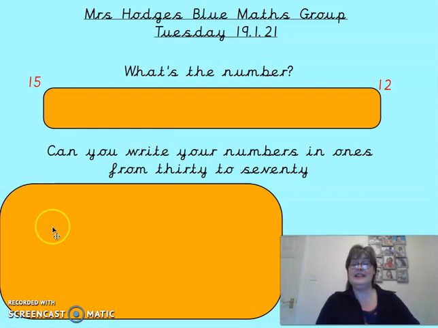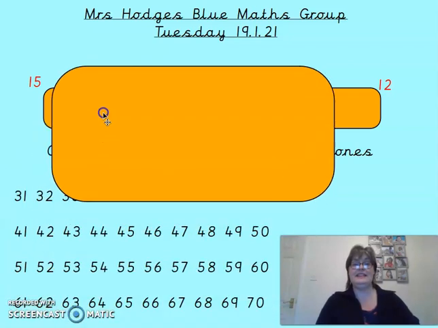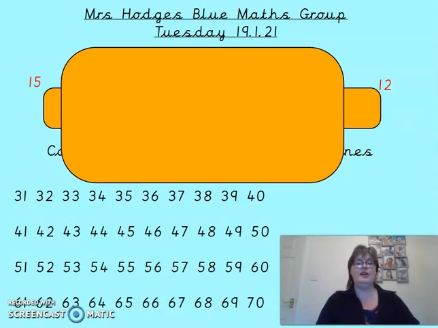Okay, so are you done? Let's take a look and see how you did. Let's move this one up to the top. So moving on from 30. Look at our pattern. We have 31, 32, 33, 34, 35, 36, 37, 38, 39 and 40.